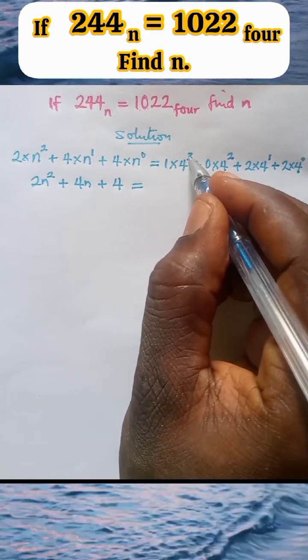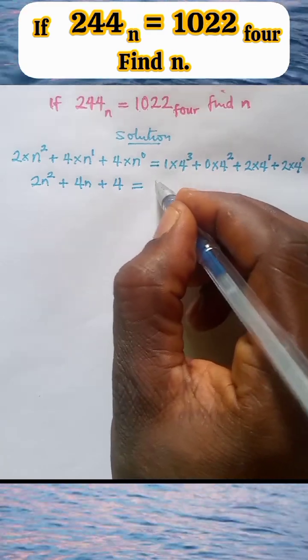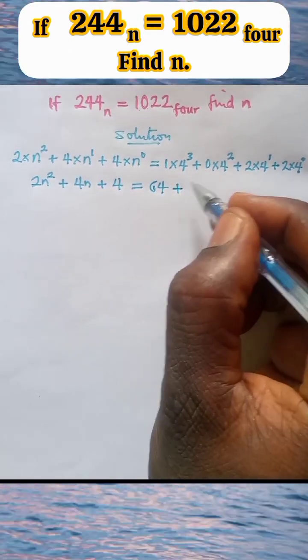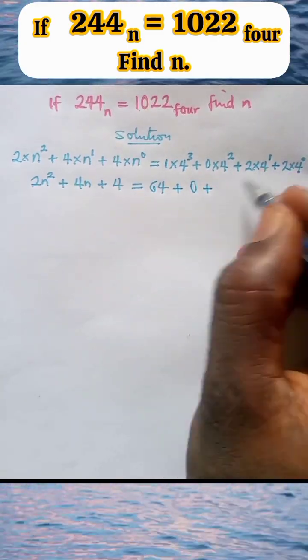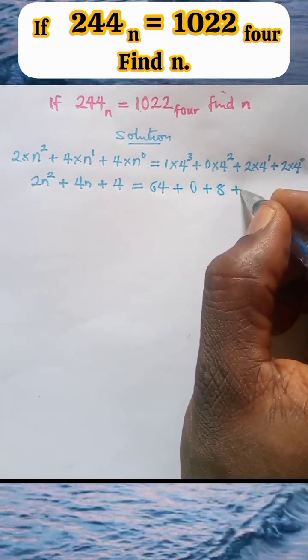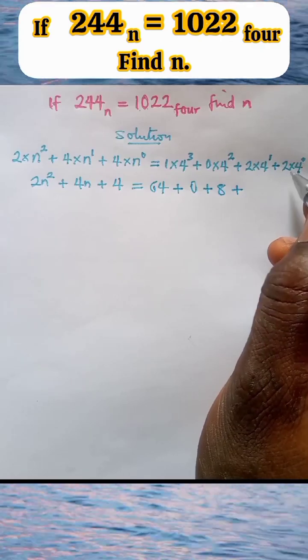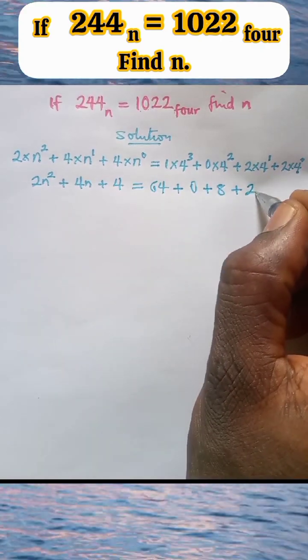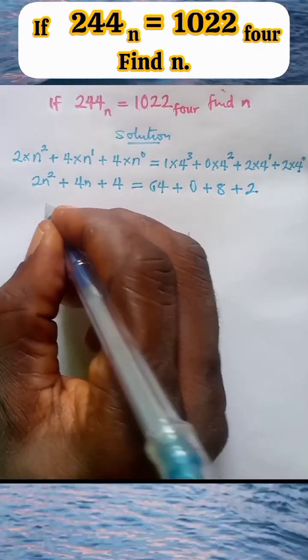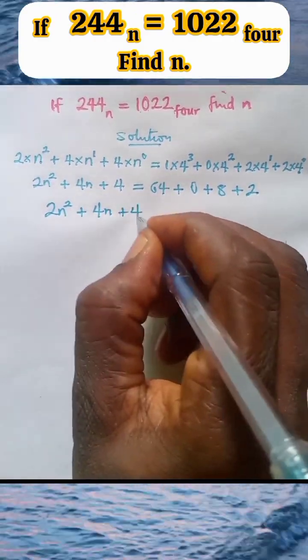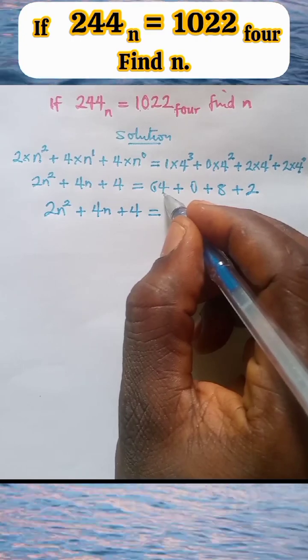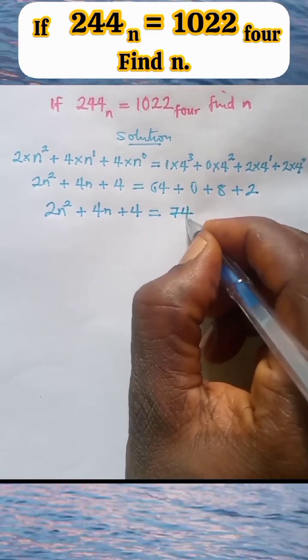Equal to 4 raised to power 3, which is 64. 64 multiplied by 1 is 64. Plus 0 multiplied by anything is still 0. Plus 2 multiplied by 4 is 8. 4 raised to power 0 is 1, and 1 multiplied by the 2 gives us 2. We have that 2n squared plus 4n plus 4 equals, when you add everything here, 74.